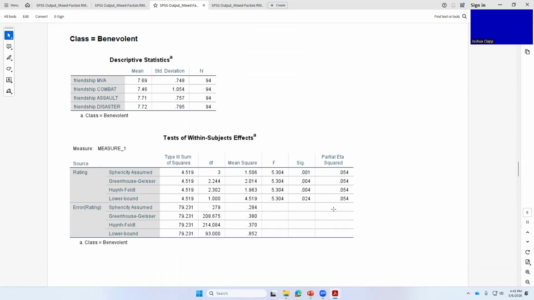Weights here are gonna be MBA, combat, sexual assault, and disaster. Okay, again, here is my hypothesis. So what are the weights I'm gonna assign to this?